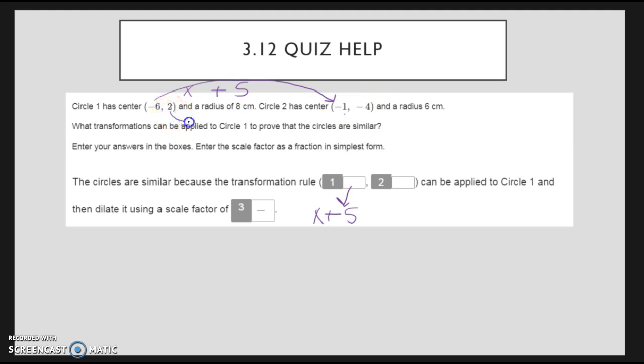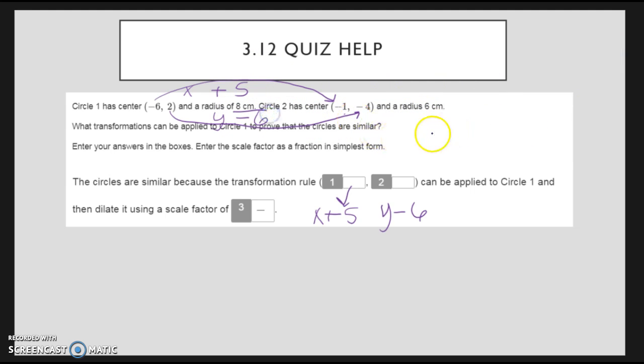Now, the y-coordinate changes from 2 to -4. So we need to take 6 away from the y-coordinate to get it to -4. So you slide it to the right 5 and you slide it down 6, and that will make those centers line up. But then you also have to use a dilation in order to get to the new size.